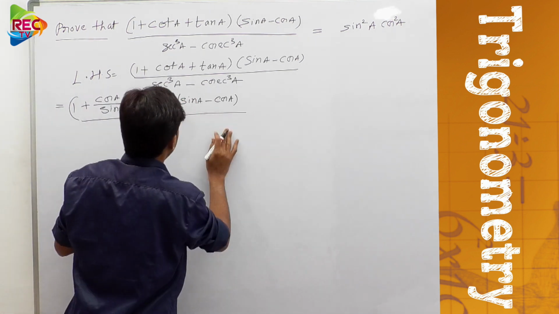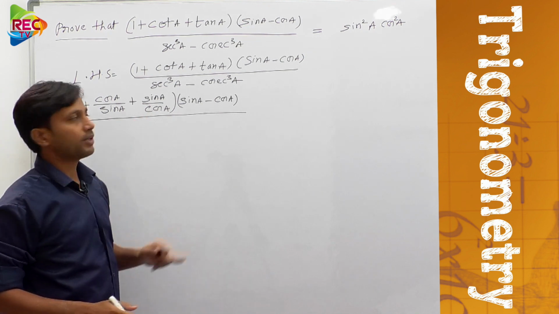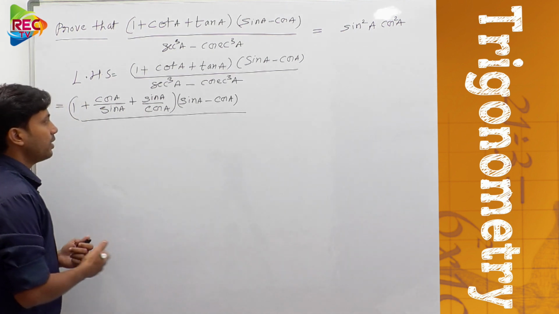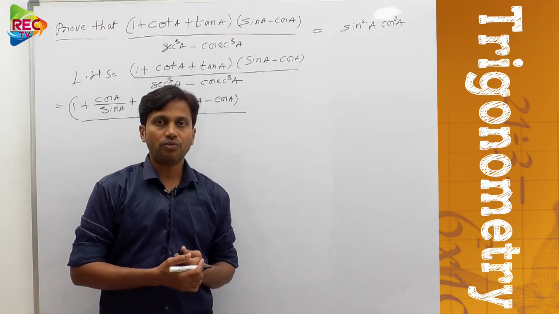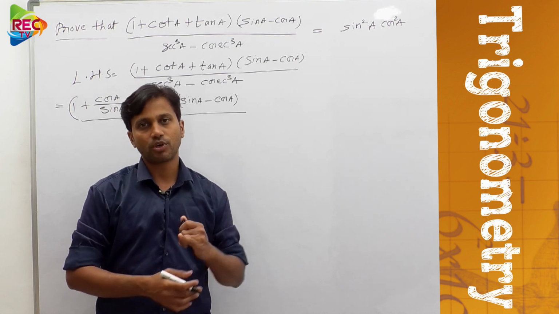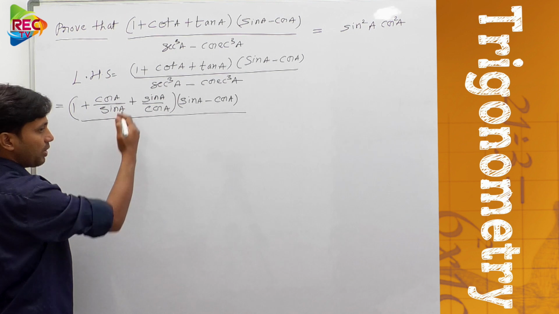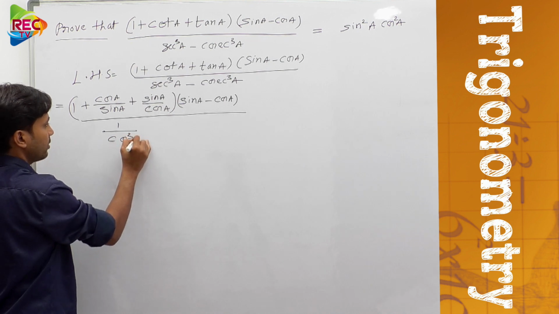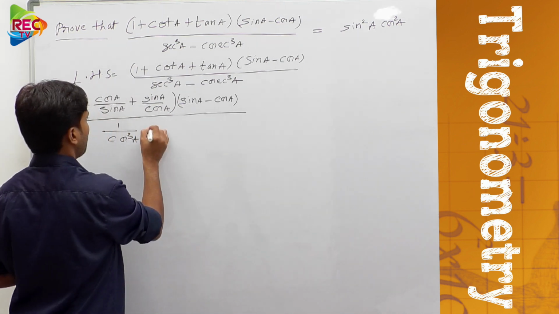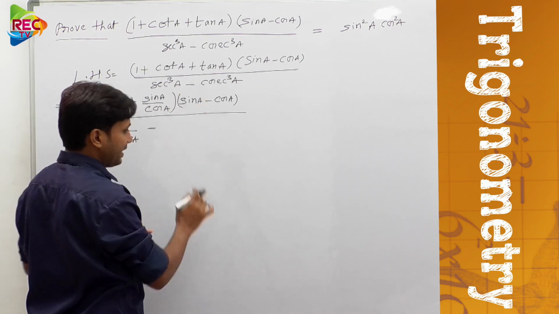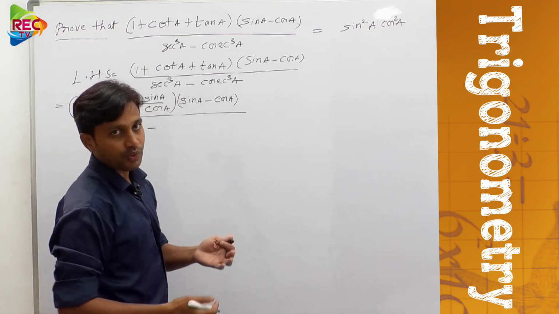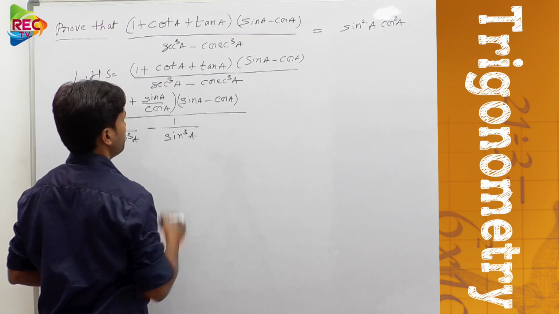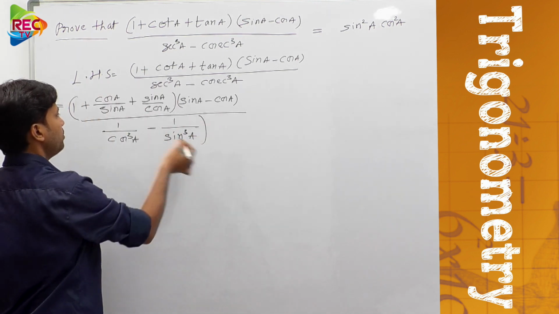Now, one more change we need to do in the denominator part because those terms are mentioned in terms of secant and cosecant. Convert them. Secant A will be equal to 1 by cos A because those two are reciprocals of each other. So secant cube A is 1 by cos cube A, minus cosecant cube A. Cosecant A is 1 by sin A, so cosecant cube A is 1 by sin cube A. So, this is what we need to consider.